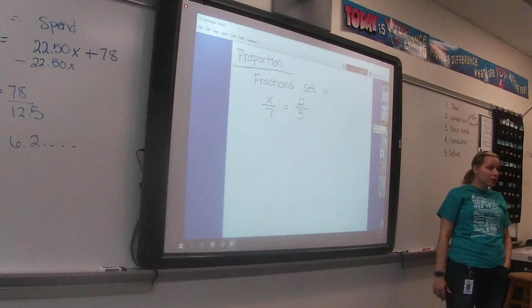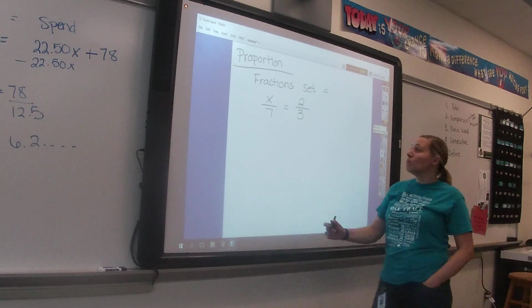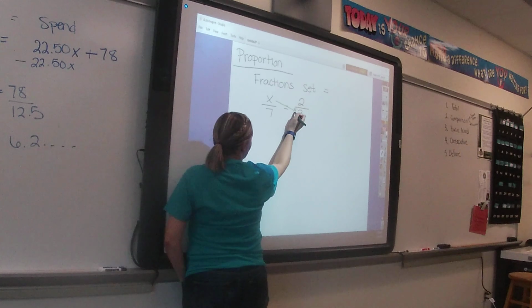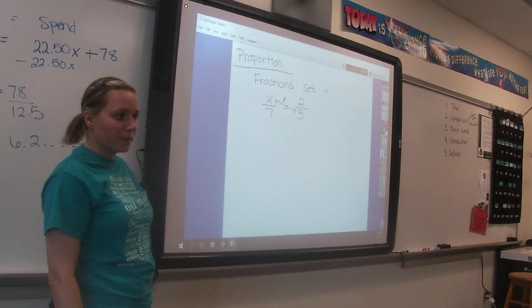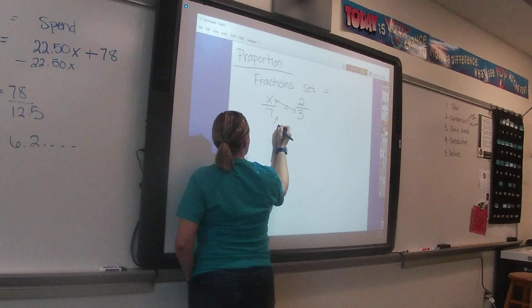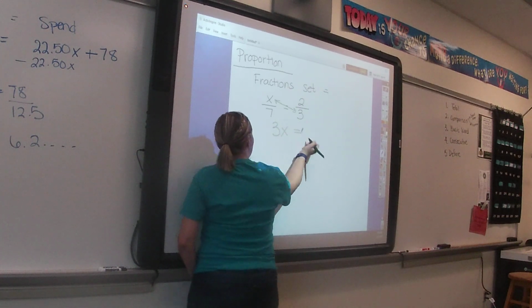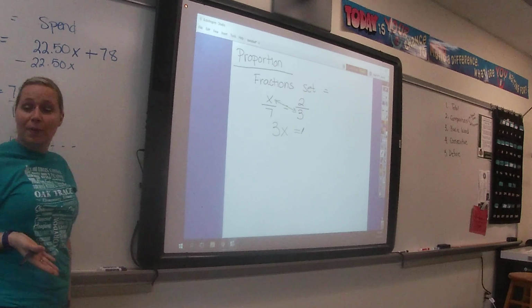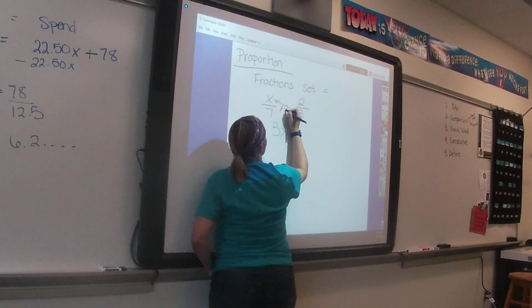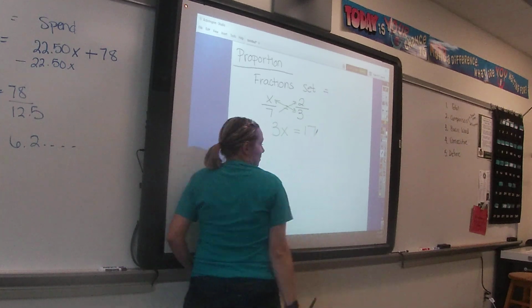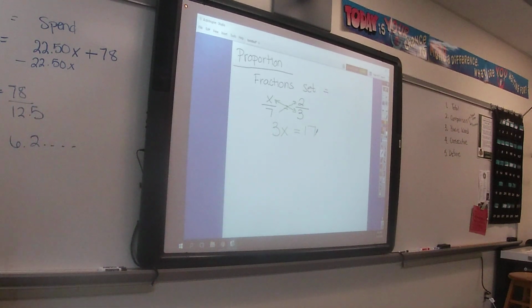Remember talking about that in middle school? Okay, and so you can multiply on the diagonal. What is 3 times x? 3x. Right, and then we would set that equal to multiplying the other direction. 2 times 7 is 14. And then there's no fraction at all.